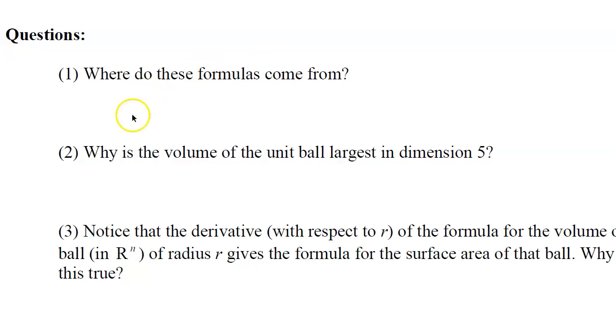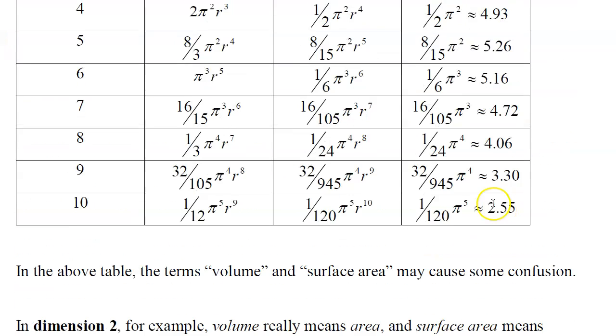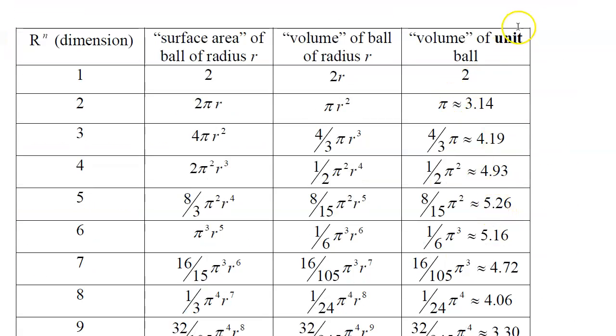A second question we can ask is, why is the volume of the unit ball largest in dimension 5? Now, what do we mean by that? What do we mean by unit ball? Well, a unit ball is a ball of radius 1. So notice if we just plug in 1 in each of these formulas for the volume of a ball of radius r, so we let r be 1.